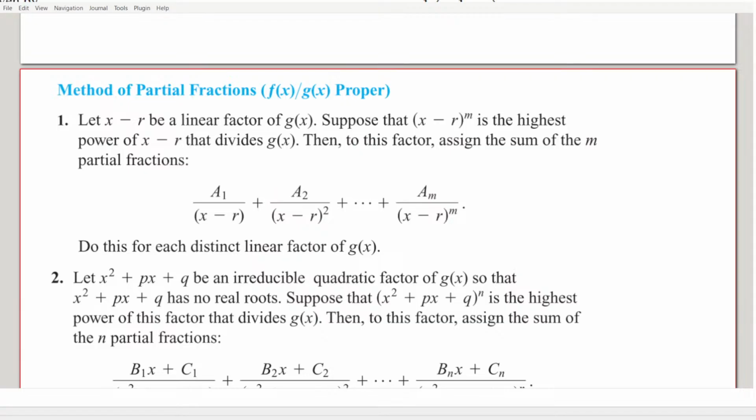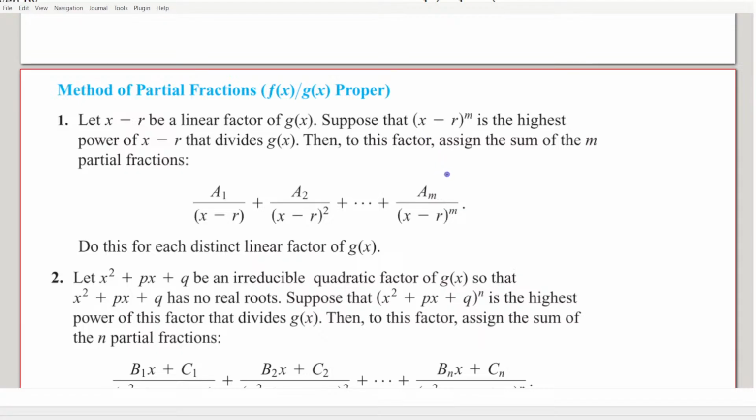So, for example, g of x has, let's say, x minus 2 whole power 3. Then for this factor x minus 2, we'll assume the sum of m partial fractions. We'll write this as a by x minus 2 plus b by x minus 2 whole square plus c by x minus 2 whole cube. Okay, this part is clear now.